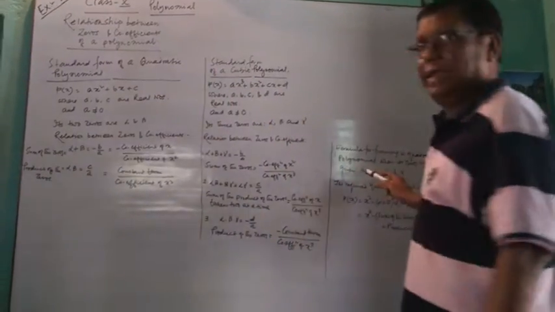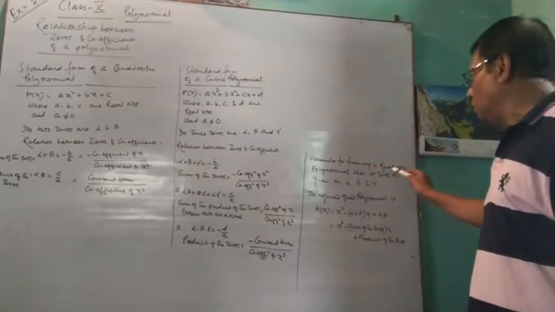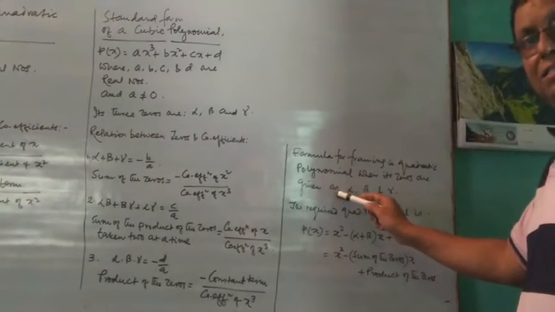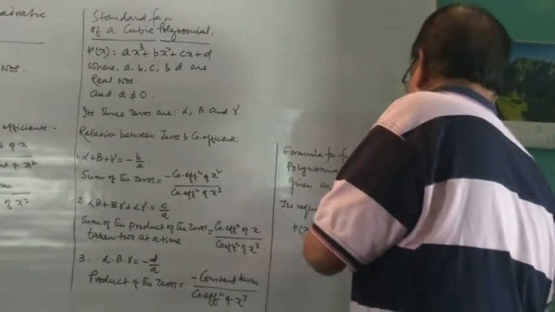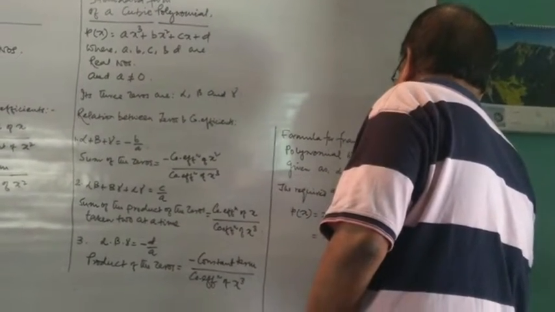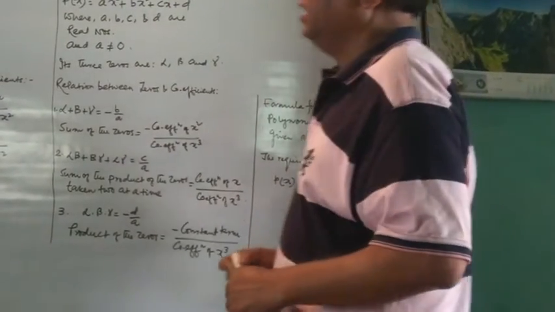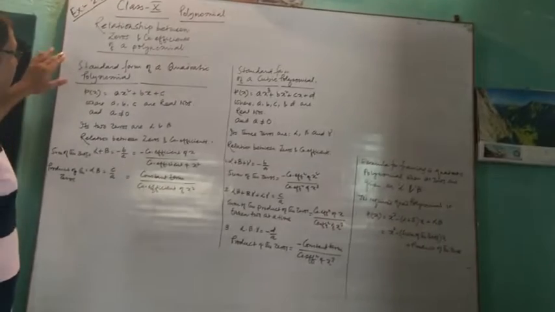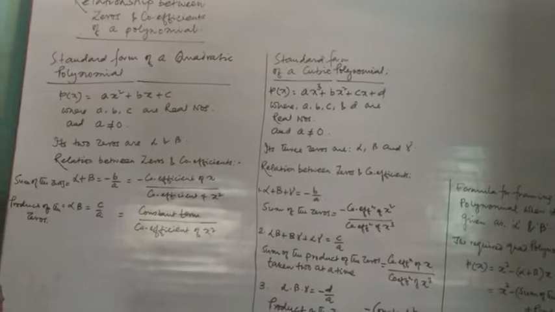And the second one is the formula for framing a quadratic polynomial when its zeros are given as alpha and beta. Now, we will start our journey from this point only. First, we will understand what the standard form of a quadratic polynomial is.